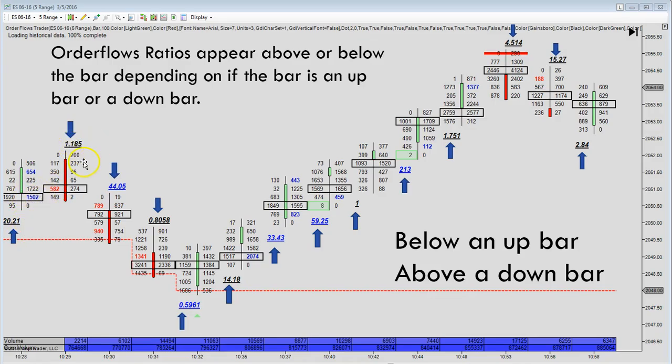Now you'll notice there's different colors. There's black numbers and there's blue numbers. I'll get into that in a second. Now, the ratio shouldn't be confused with the individual numbers inside of the volume footprint chart, inside of the bar. It's the number outside of the bar, either at the bottom or the top.